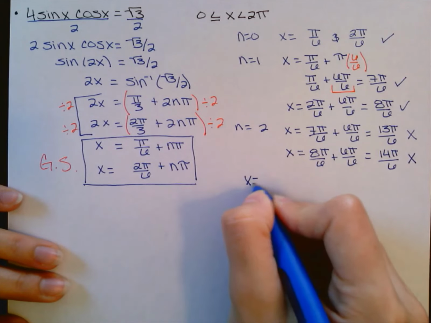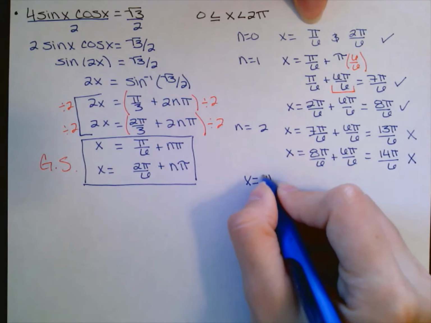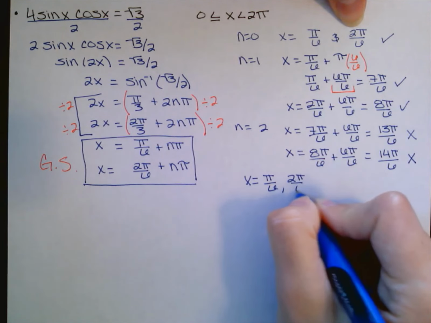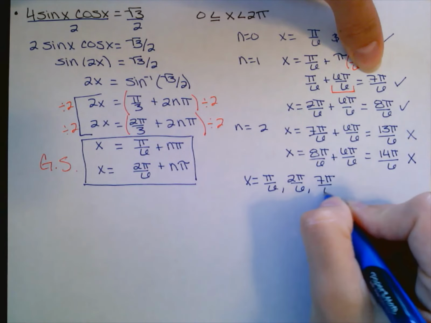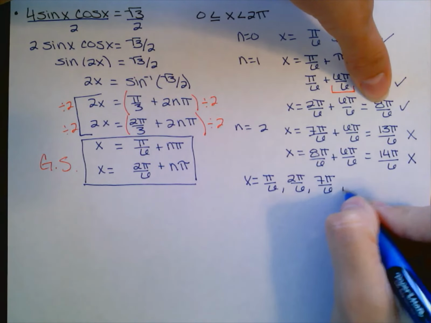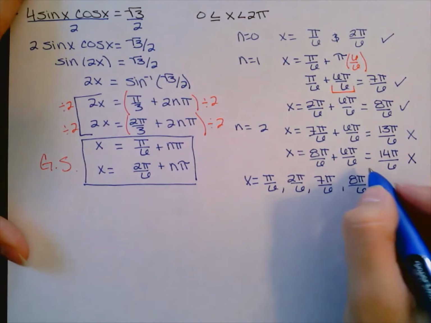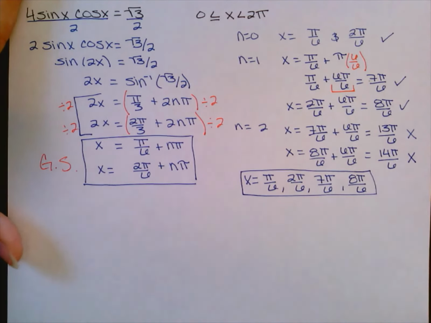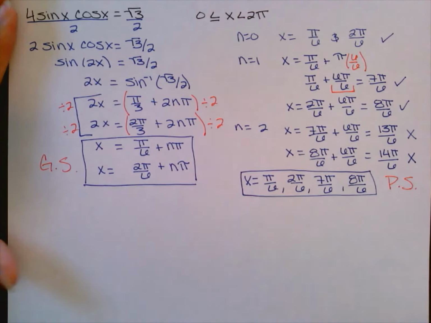So my particular solutions, I'm going to list them one at a time. Look for those check marks. We have pi over 6, 2 pi over 6. We had gotten 7 pi over 6 and 8 pi over 6. Make sure to stay organized with this work, guys. It's very easy to get lost. And this one is my particular solution.